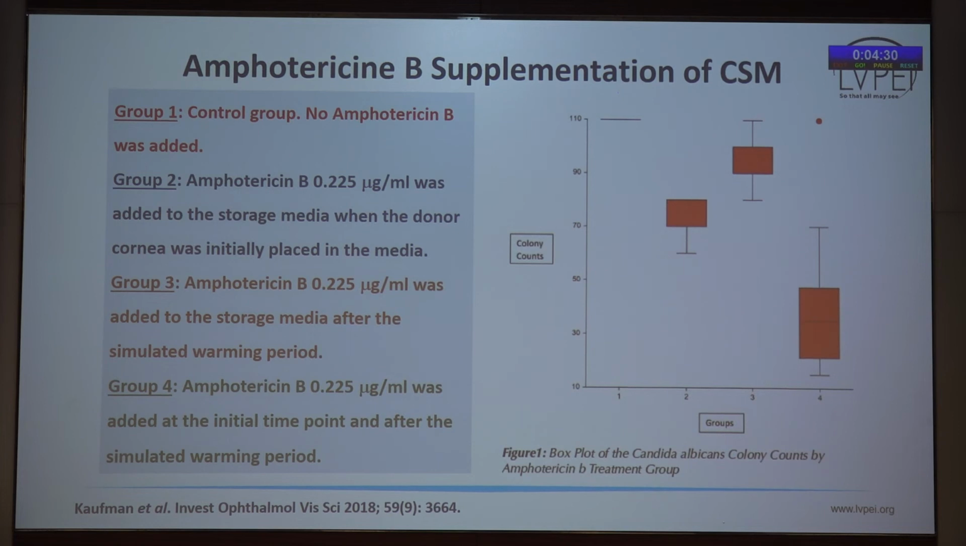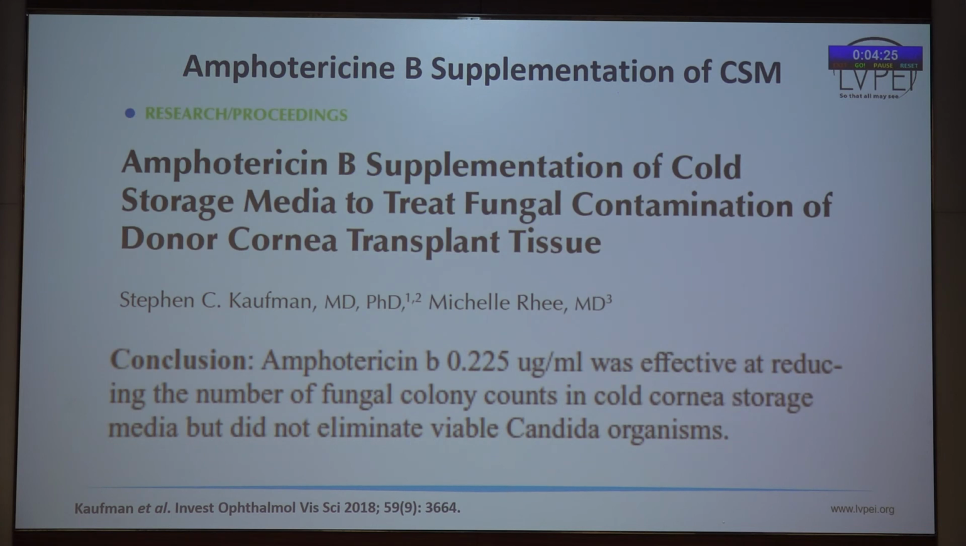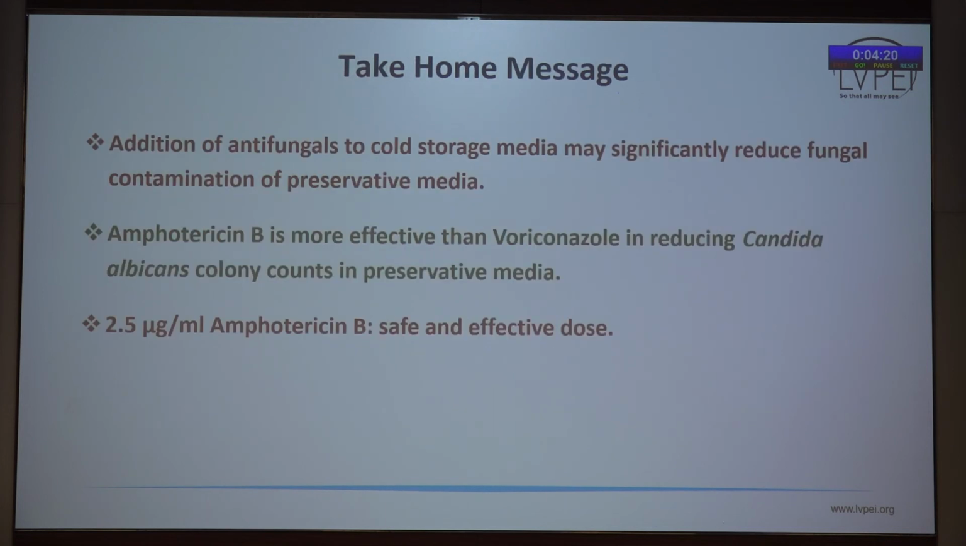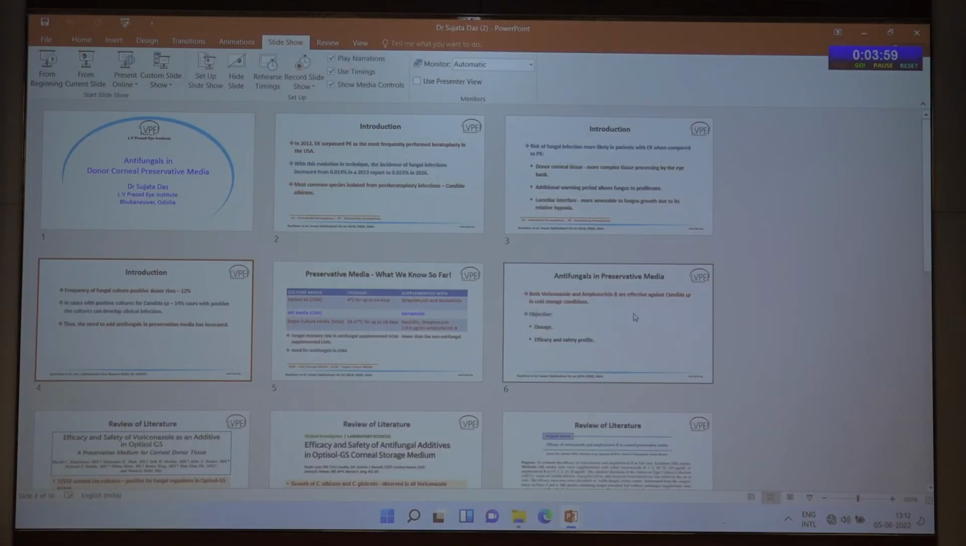So finally the conclusion was that where you have added it twice, the efficacy is more. So 0.225 microgram is effective, and we add it twice. So basically we need an antifungal, there is no doubt in that. And amphotericin is more effective than voriconazole for Candida. We got the same for Fusarium and Aspergillus also: amphotericin is more effective than voriconazole, and 2.5 microgram of amphotericin is a safe and effective dose. But probably this is not, maybe you need regulatory approval to add anything new, and cost.